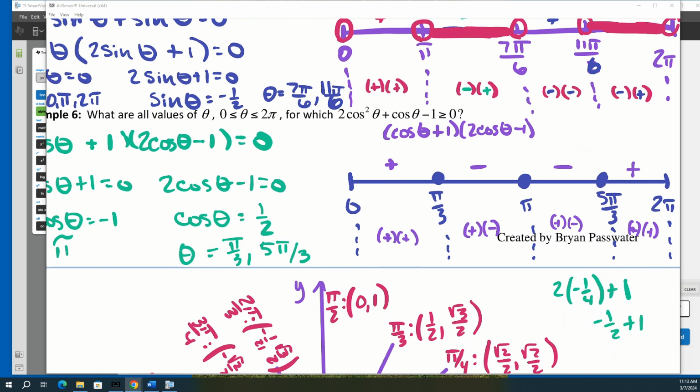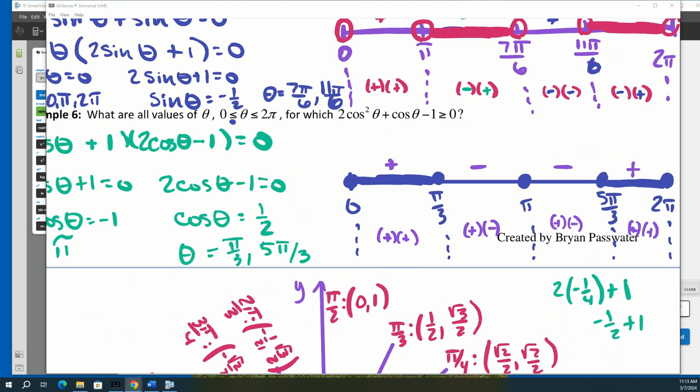All right, are we looking for positives or negatives on this one? We're looking for positives. So my endpoints do have or equal to, so I will connect them that way. This is super tricky. Anything that is dark colored right now on this number line is a solution.